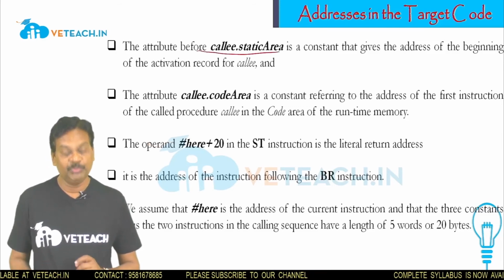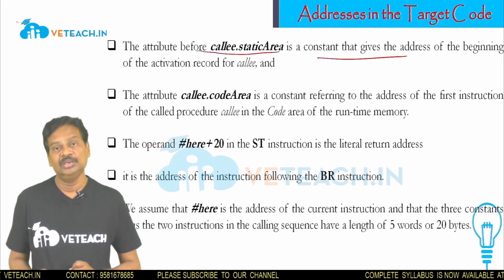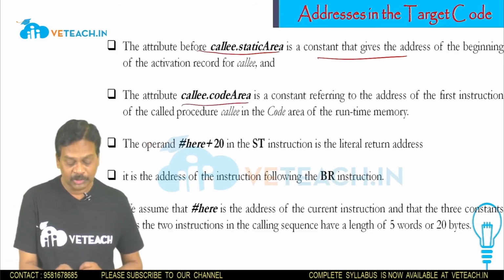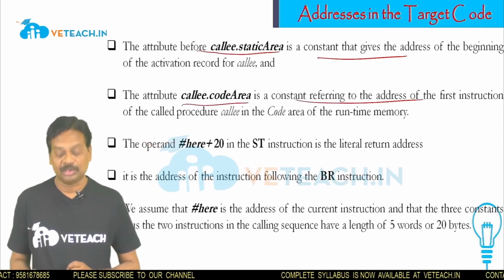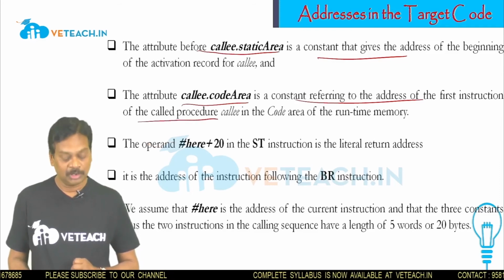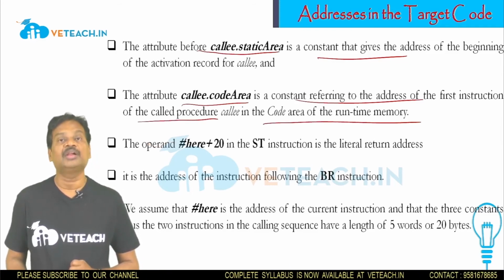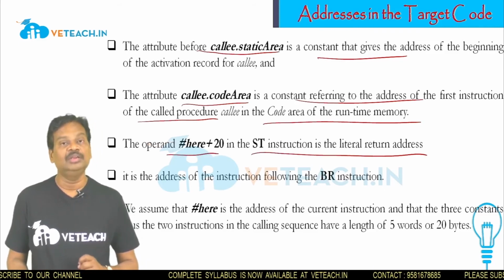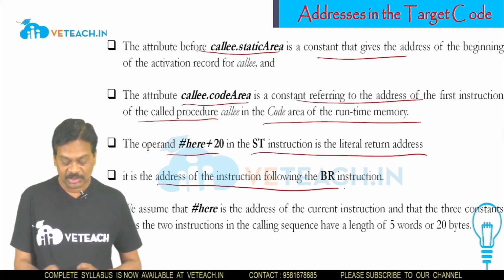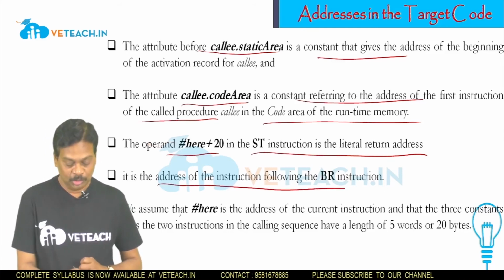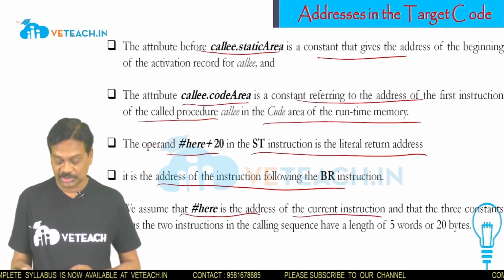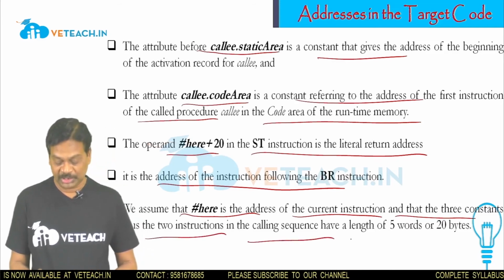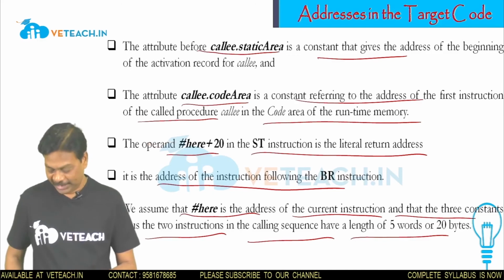The attribute callee.static area is a constant that gives the address of the beginning of the activation record for a callee. The attribute callee.code area is a constant referring to the address of the first instruction of the called procedure callee in the code area of the runtime memory. The operand #here plus 20 in the ST instruction is the literal return address. It is the address of the instruction following the BR instruction. We assume that #here is the address of the current instruction and that the 3 constants plus 2 instructions in the calling sequence have a length of 5 words or 20 bytes.